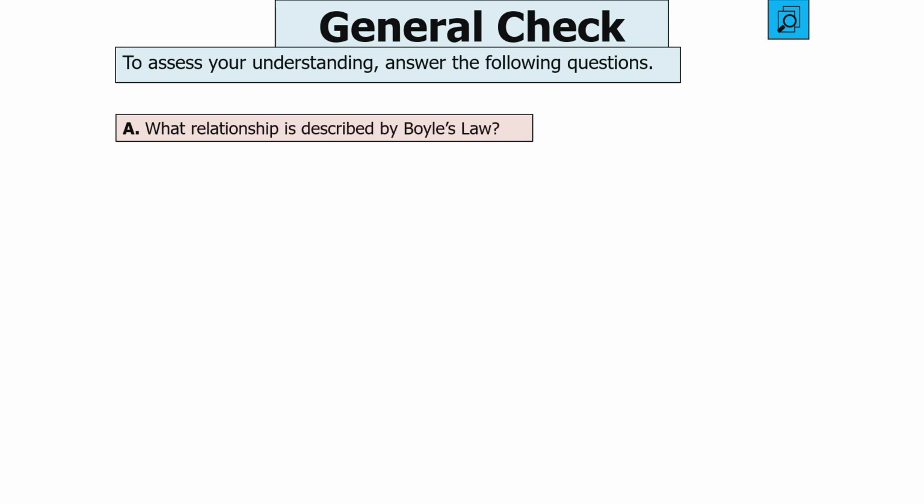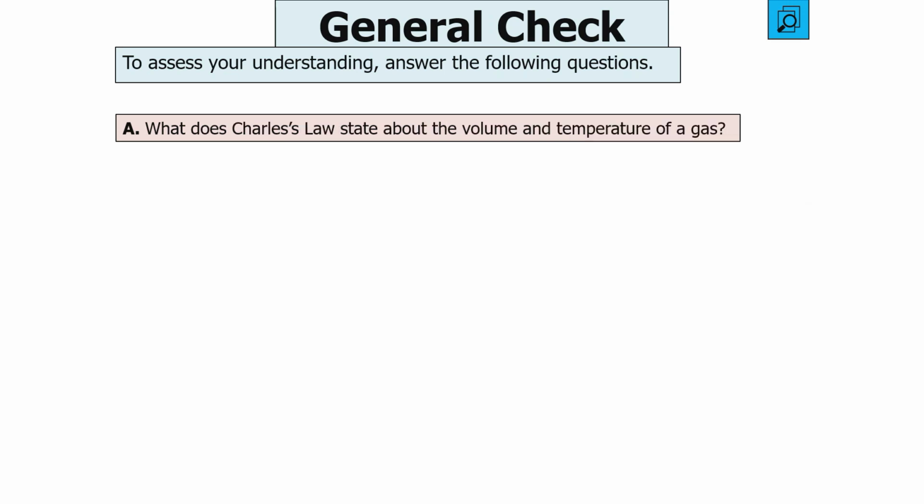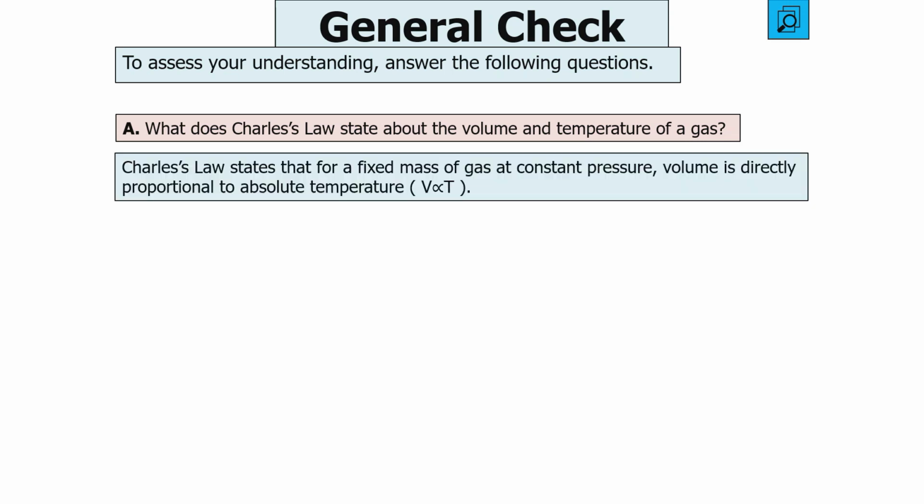What is the relationship described by Boyle's law? Boyle's law states that for a fixed mass of a gas at constant temperature, the pressure will be inversely proportional to the volume. P is proportional to 1 over V. What does Charles's law state about the volume and temperature of a gas? Charles's law states that for a fixed mass of gas at constant pressure, volume will be directly proportional to absolute temperature. V is proportional to T.